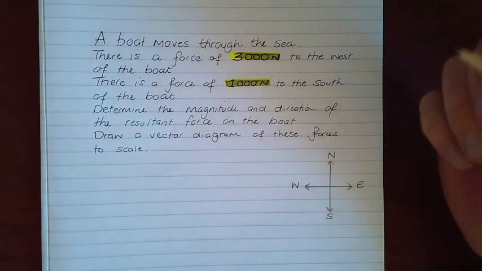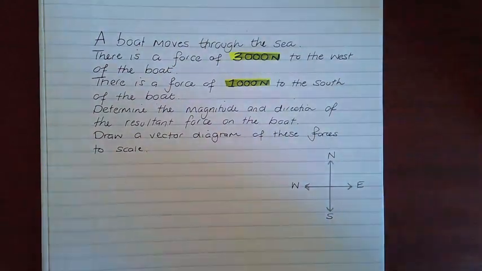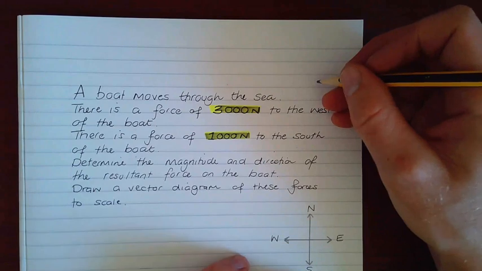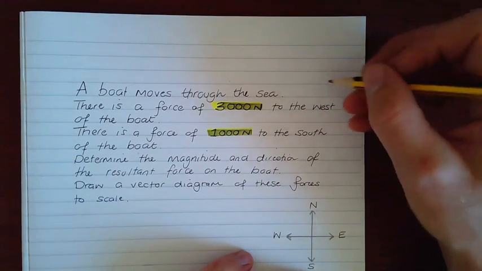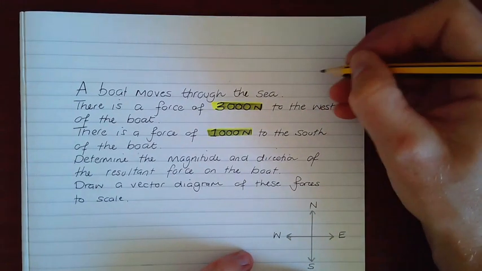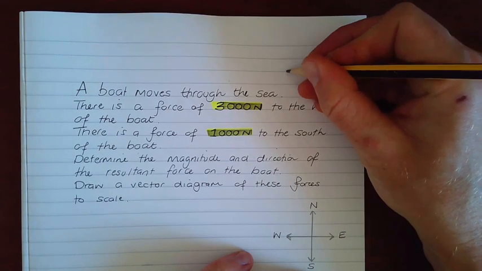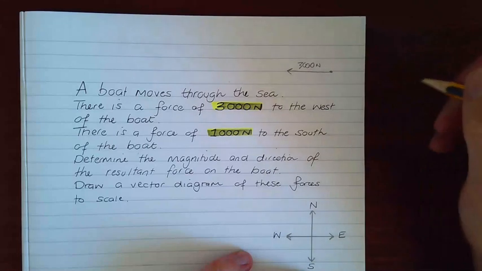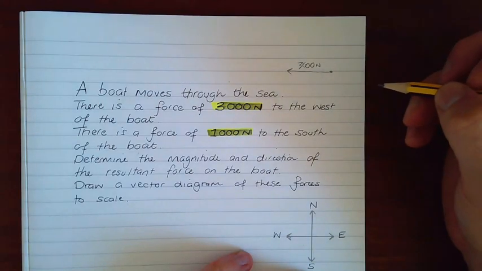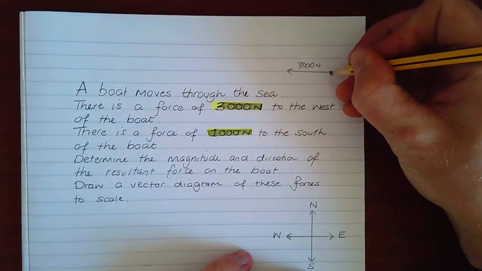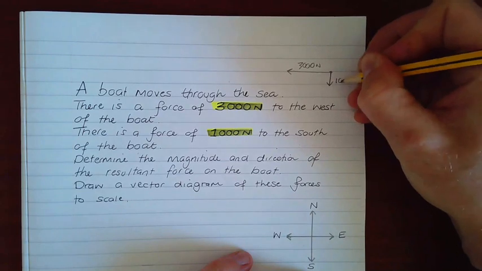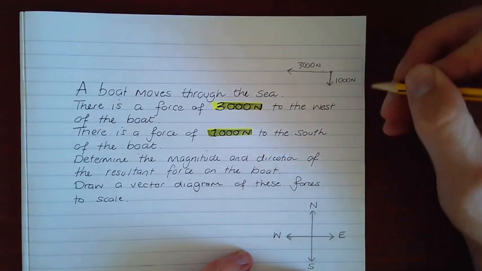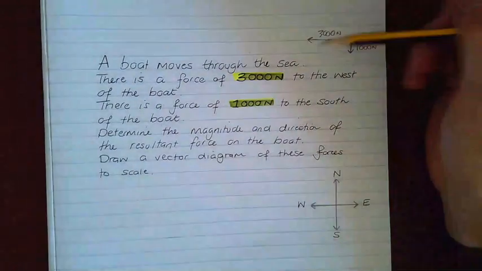So whenever you're going to draw a resultant force diagram, I would always recommend you do a sketch diagram first. So I'm just going to do this in this top corner here. So the 3,000 is to the west. So we've got an origin point, and we've got our 3,000 going to the west, like that. All right, and then we've got 1,000 to the south. So our diagram is going to look like that.